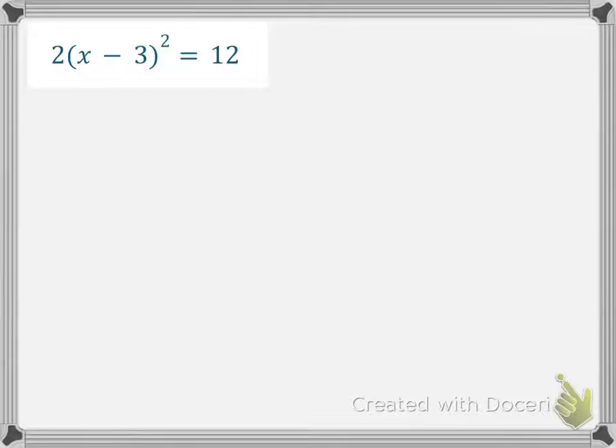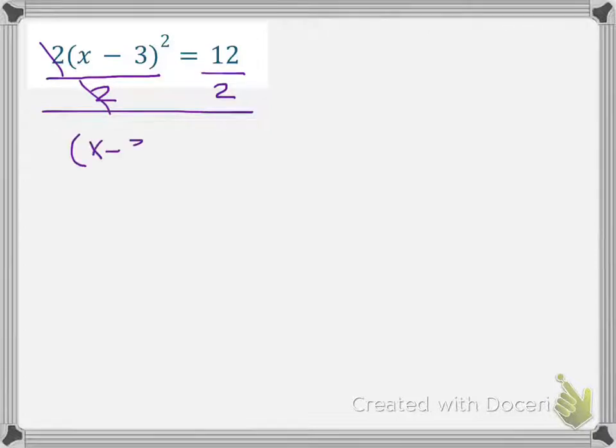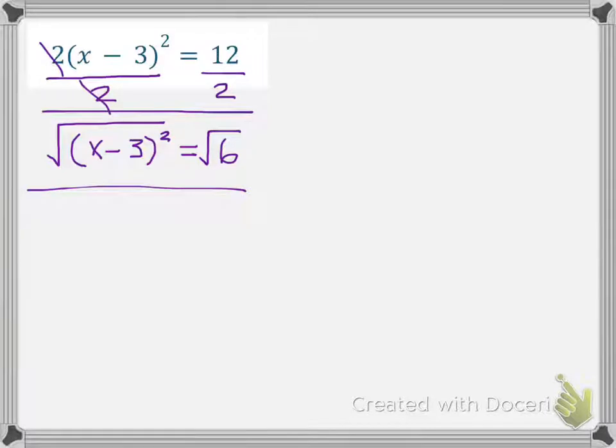Here's what I would do. Divide by 2. Balance the equation. That's going to cancel out these 2's, and it's going to leave me with x minus 3 squared is equal to 6. And then take the square root to undo the exponent, balance the equation. So we get x minus 3 is equal to plus or minus square root of 6.